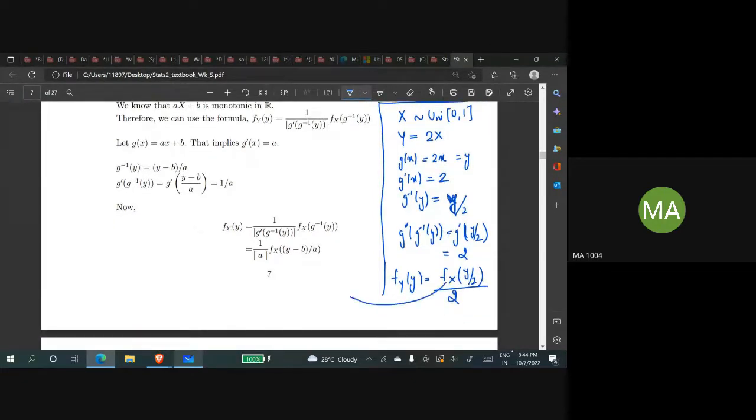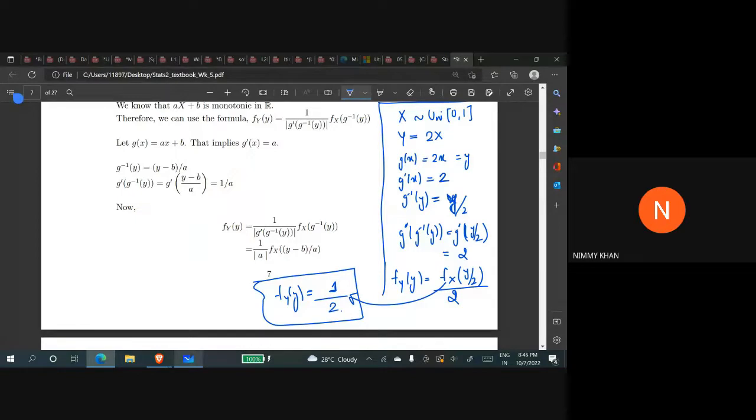And what is f x of y by 2? It is 0 to 1, right? So 1 over 2. So you got f y of y to be 1 by 2. So again, you can say that y is uniform in 0 to 2, right?